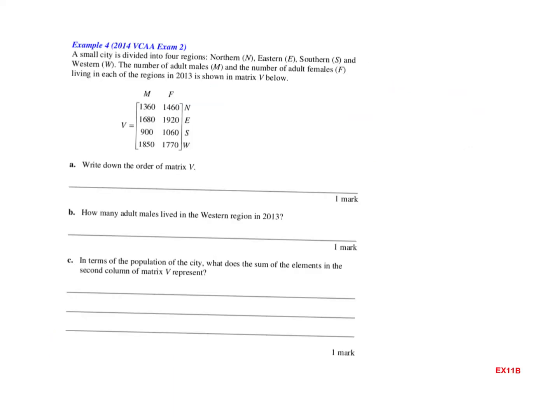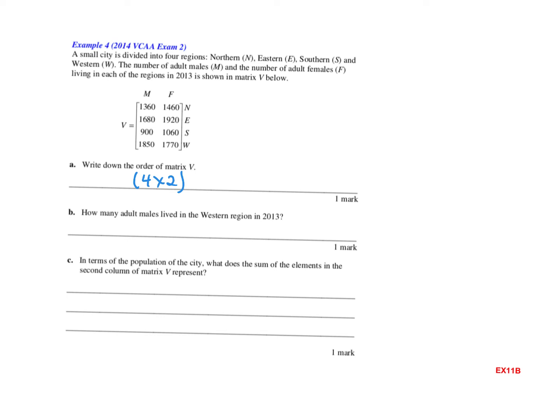So here's another one. A small city is divided into 4 regions: north, eastern, south, and west. The number of adult males and the number of adult females living in each region in 2013 is shown in Matrix V. Write down the order of Matrix V. So here I'm just doing some practice short answers. So this one's easy. So remember, rows first. So there's 4 rows and there's 2 columns.